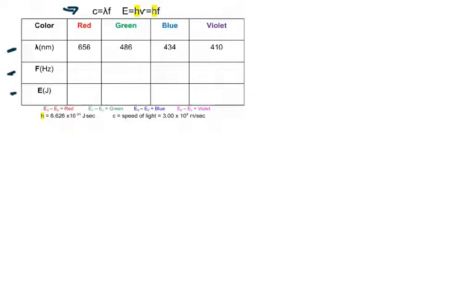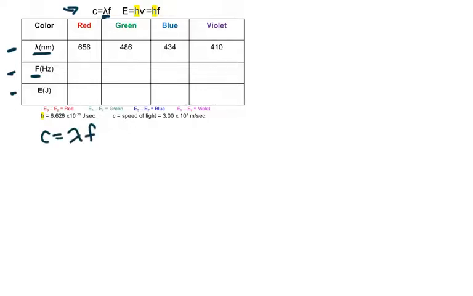So our first one is wavelength, right? We're given wavelength, and in our equations, this is the only place wavelength occurs. So we're going to use this, C equals wavelength times frequency, in order to find frequency. That's the first one we're going to find.